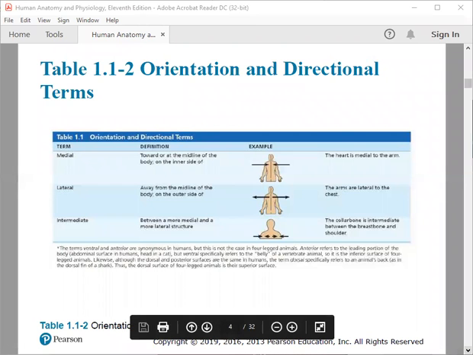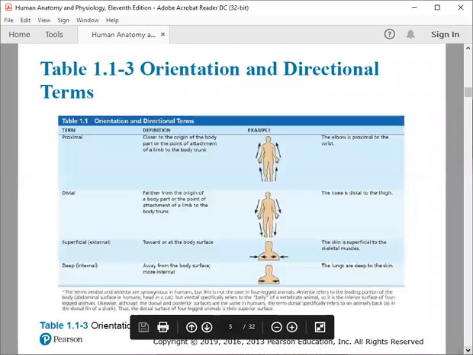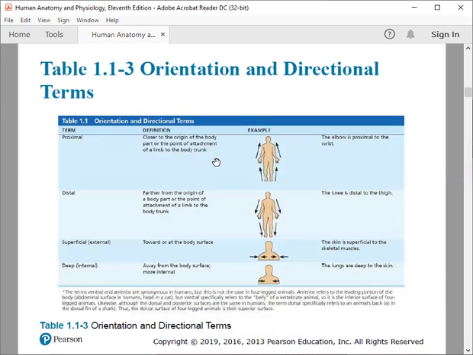All right, and then moving right along. The third table includes the last four terms, which are proximal, which is closer to the origin of the body part or point of attachment of a limb to the trunk. So we'll start to get into this a little bit more when we start to talk about the skeletal structure. Distal is farther away from the origin or body part of the attachment to the limb or trunk.